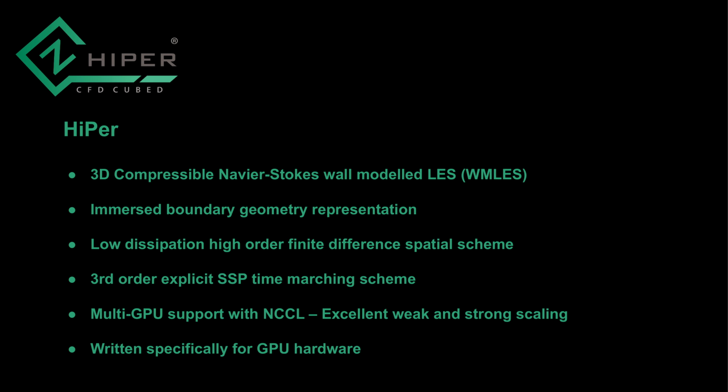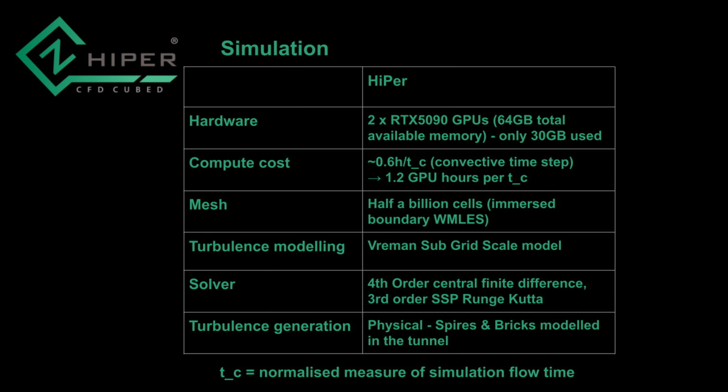HiPer is written specifically for GPU hardware. For my simulation setup, I used two RTX 5090 GPUs, which have a total of 64 gigabytes of available memory. My simulation only used 30 gigabytes, so I could have got away with just using one, but that's just what computer I had set up at the time.